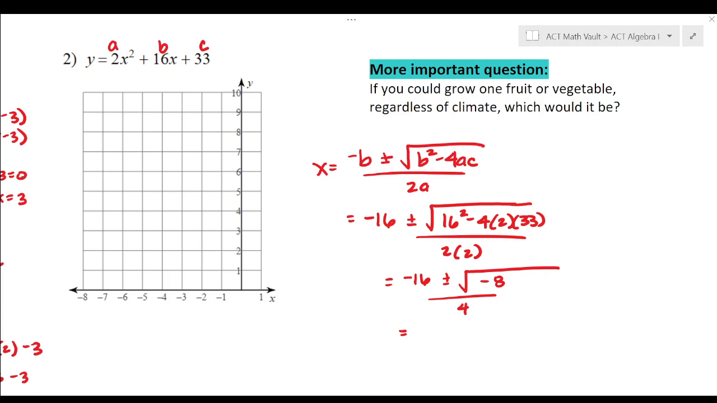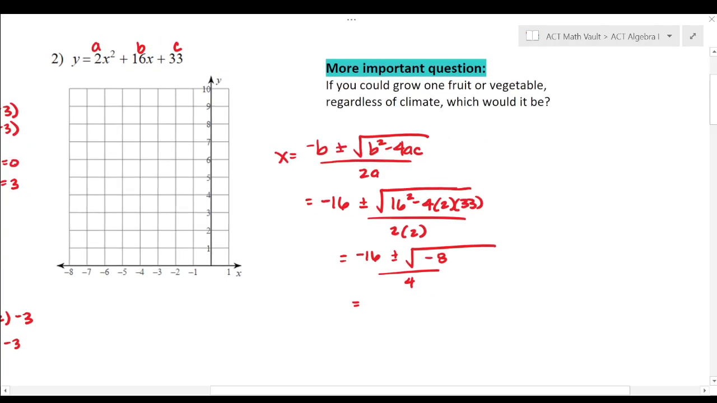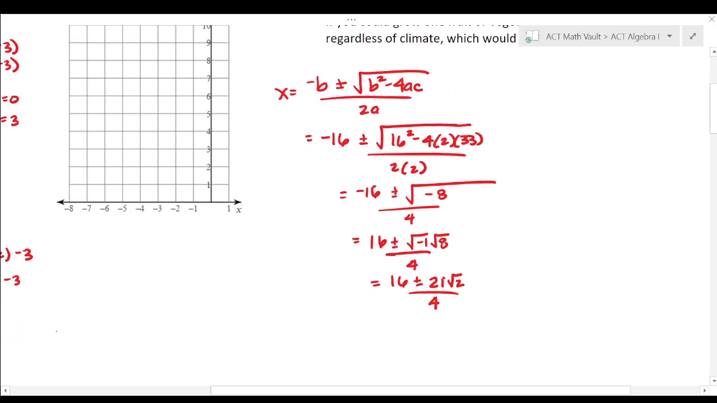Well, what we could do is at least just figure out how to simplify this. This is good practice. Square root of negative 1, square root of 8. That's how you could break down the negative 8. Put that all over 4. Negative 16 plus or minus, and then that'd be 2i root 2 over 4. I could keep that going and say negative 4 plus or minus i root 2 over 2.